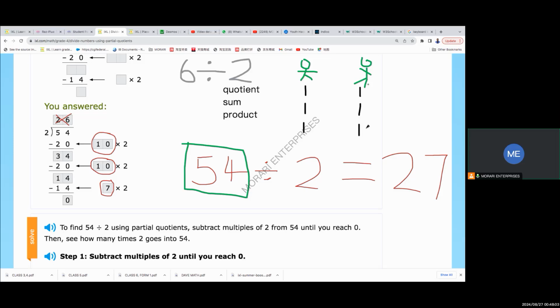And then you say, oh, each person got what? Each person got 3. Each of them, they got 3, and they should be the same. Then our answer will say is equal to 3. 6, you share it to 2 students or pupils, they each get 3. That's one way of looking at it. Now, what is the other way?